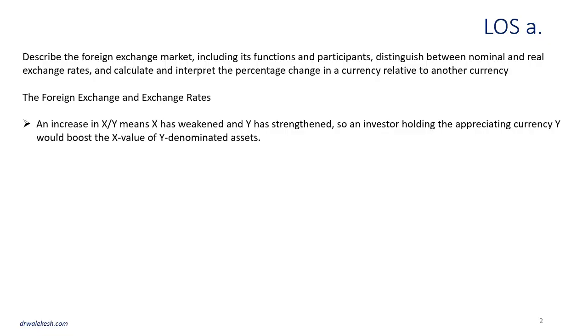As agreed on the previous slide, an increase in this currency pair X against Y means that currency X has depreciated, or we could say has weakened, and currency Y has strengthened. So as an investor, if you expect this currency pair to increase, you obviously want to hold the appreciating currency, and that is currency Y, because holding the appreciating currency Y would boost the X value of Y denominated assets.